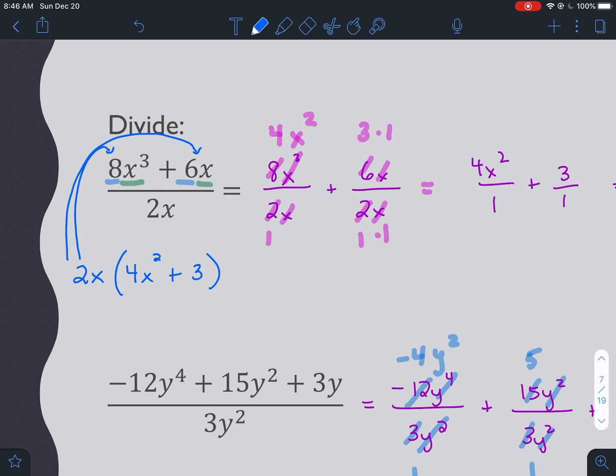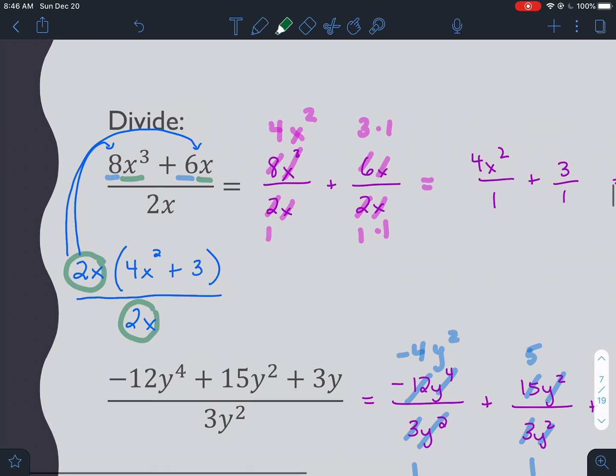And then I think 2x times what gives me 6x. Well, 2x times 3 would give me 6x. So notice if I distributed this back in 2x times 4x to the 2nd, I'd get 8x to the 3rd. And 2x times 3, I would get 6x. I end up with the exact same numerator. But now watch what happens. Then it's all over 2x. Remember last class I said that monomials can only cancel with other monomials and binomials can only cancel with binomials, the exact same? Well, look at these 2 monomials.